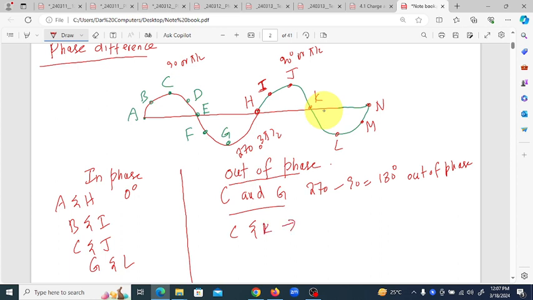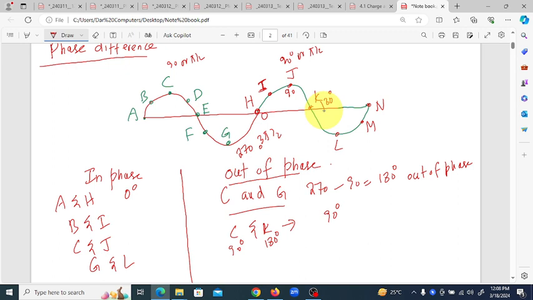let me check. C is at 90 degrees. For K, you can see that the second wave starts from here, 0 degree, 90 degree, 180 degree. K is at 180 degrees. So C is at 90 degrees and K is at 180 degrees. So the phase difference is clearly 90 degrees.